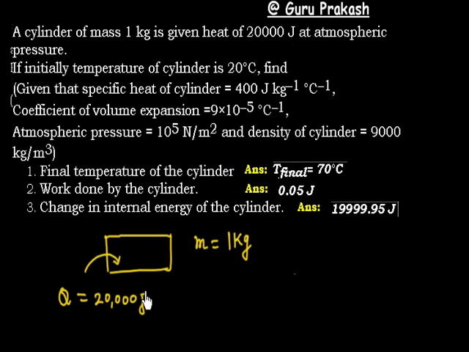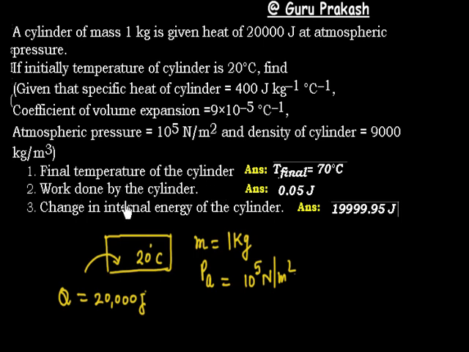So this is the amount of heat that is given to this cylinder at atmospheric pressure, and atmospheric pressure is this value. So atmospheric pressure is PA, 10 to the power 5 Newton per meter square, and this value is given to you. Initially the temperature of the cylinder is 20 degrees centigrade, that is also given. Now find the final temperature of the cylinder. So we have to find what is the temperature of the cylinder.